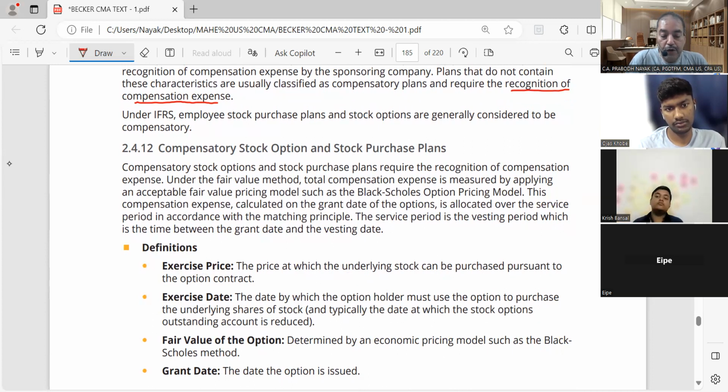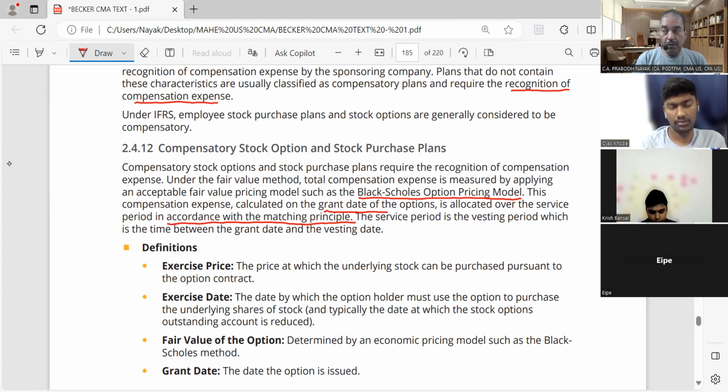Compensatory stock options and stock purchase plans require the recognition of the compensation expense. Under the fair value method, total compensation expense is measured by applying an acceptable fair value pricing model, such as the Black-Scholes option pricing model. This compensation expense, calculated on the grant date of the options, is allocated over the service period in accordance with the matching principle.